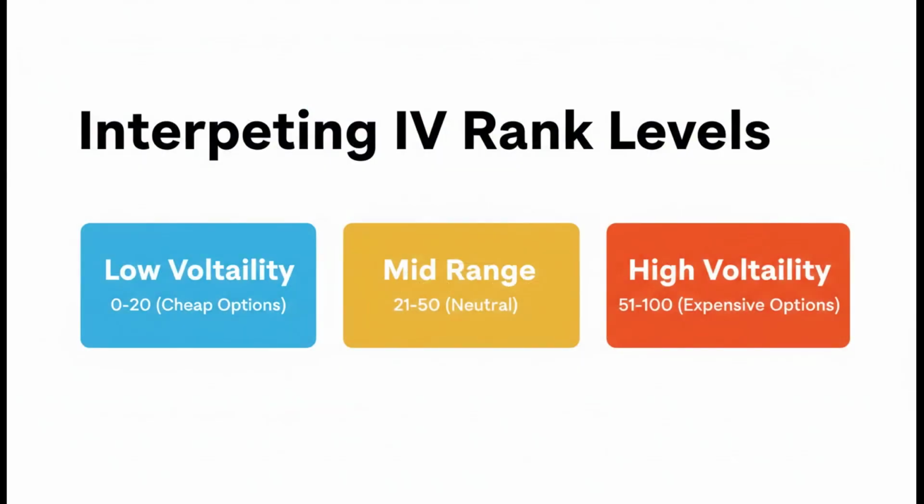It is crucial to interpret this percentage correctly, and an IV rank of 80 does not mean volatility is 80%, but rather that the current IV is higher than 80% of the range defined by the last year. Conversely, a rank of 0 indicates implied volatility is at its absolute 52-week floor. This creates a standardized gauge to identify if options are historically expensive or cheap.